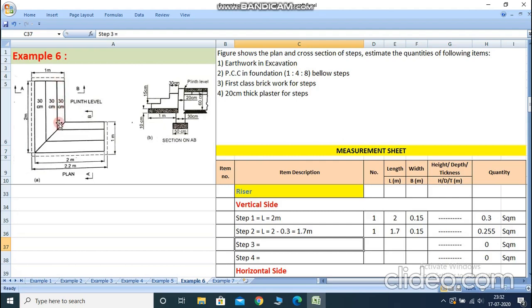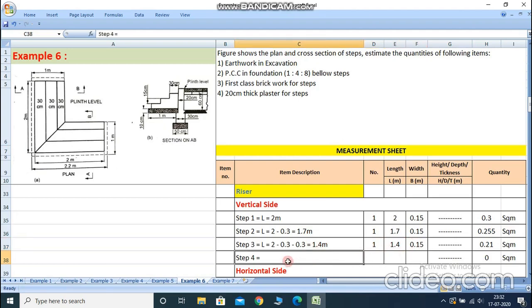Now for step 3, so the third riser is this. So here the riser length is 2 meter minus 0.3 minus 0.3. So we calculated this line length from this corner point to this corner point. So length L is equal to 2 minus 0.3 minus 0.3 is equal to 1.4 meter. So now we put here 1, then the length is 1.4 meter calculated already here, and width is 0.15.